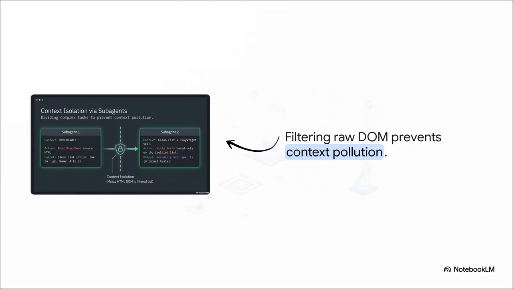Visually, it's like a lock system. Subagent 1 acts as our DOM reader, pulling raw HTML and spitting out a clean, simple list. That context isolation lock in the middle filters out all the messy HTML noise entirely. That guarantees Subagent 2, our writer, only sees a pristine list alongside our Playwright skill. No context pollution, just highly robust tests generated safely on the other side.